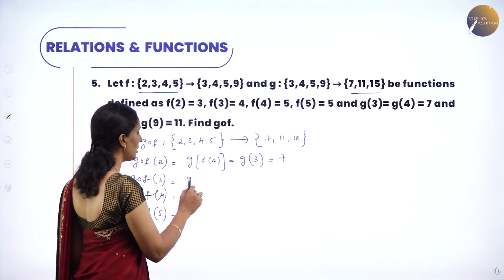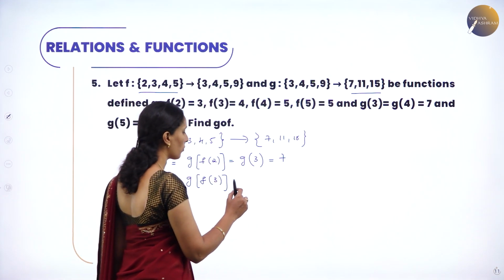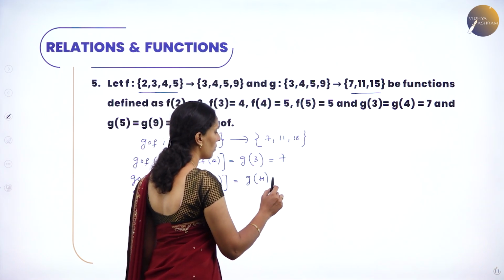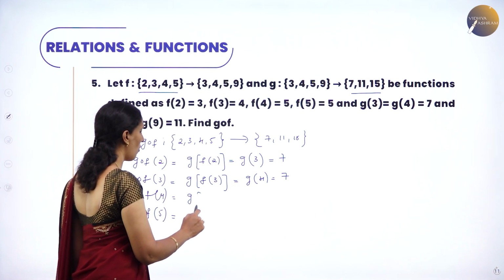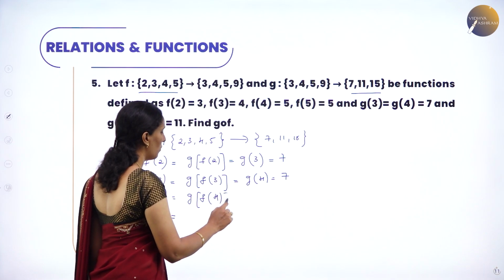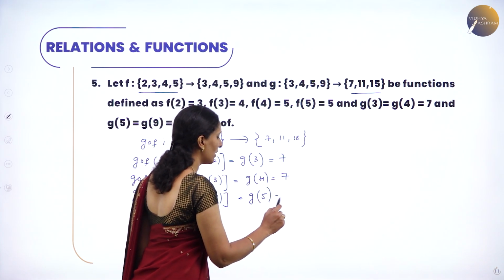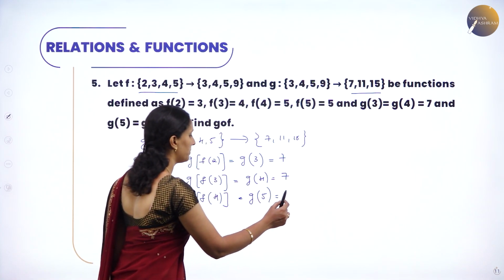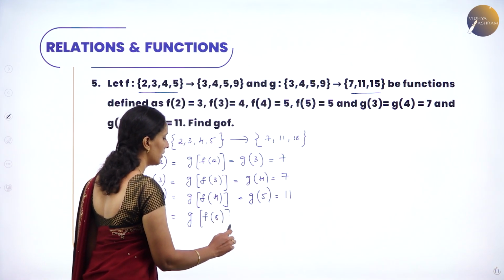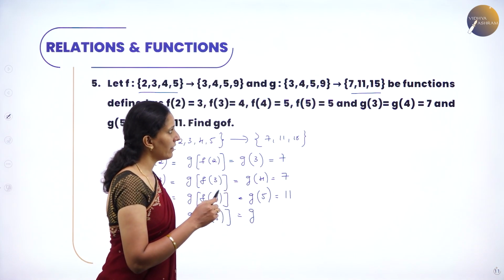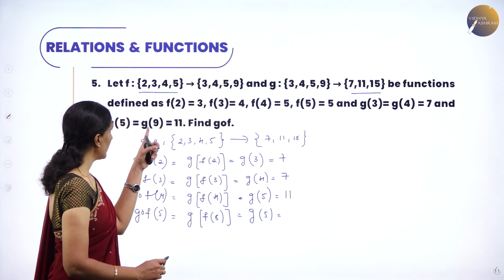Next we have g(f(3)). What is f(3)? It is 4. So we get g(4). What is g(4)? Again it is 7. Next it is g(f(4)). What is f(4)? f(4) is 5. So we get g(5). g(5) is 11. Next we have g(f(5)). What is f(5)? f(5) is 5. So it is g(5) again. So g(5) is 11.